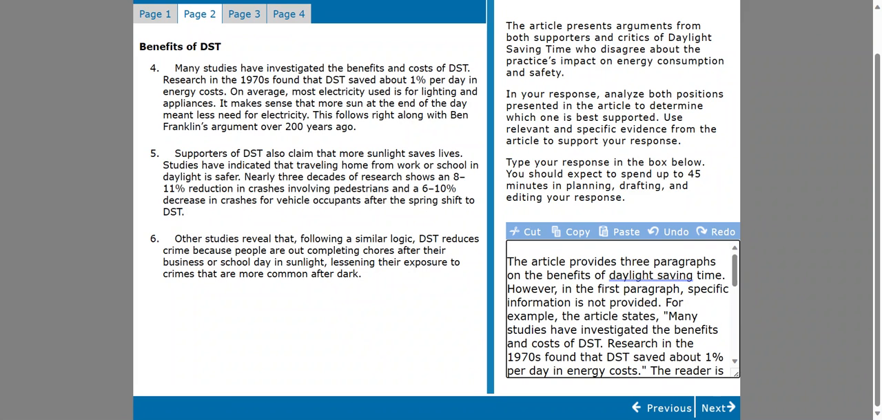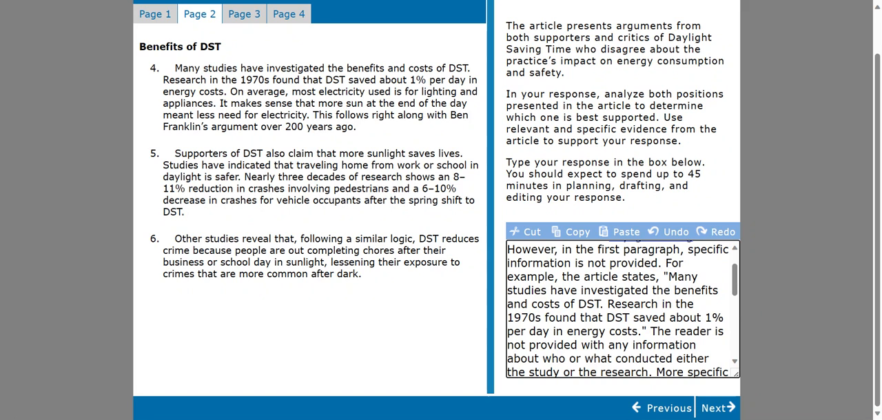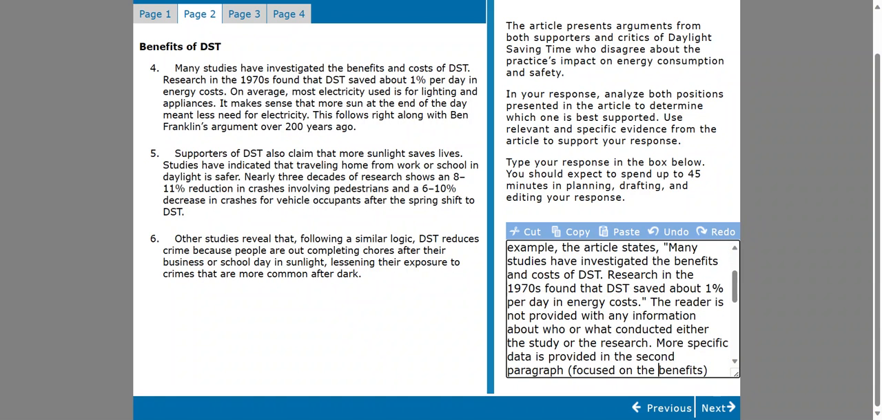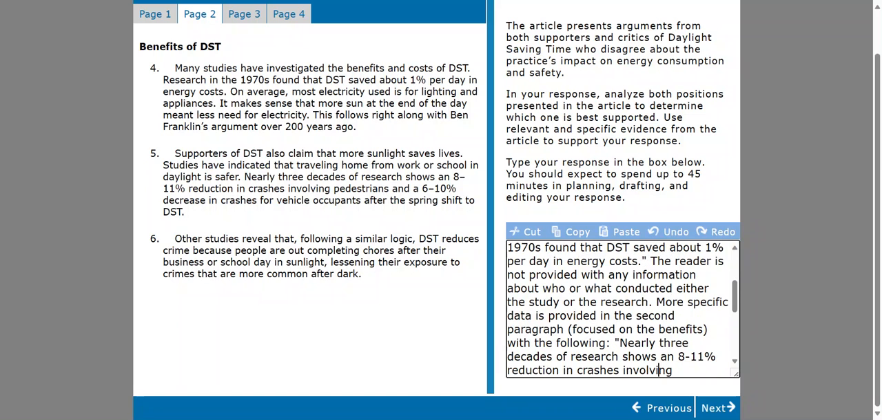So, here we have: the article provides 3 paragraphs on the benefits of daylight saving time. However, in the first paragraph, specific information is not provided. For example, the article states many studies have investigated the benefits and costs of DST. Research in the 1970s found that DST saved about 1% per day in energy costs. The reader is not provided with any information about who or what conducted either the study or the research.